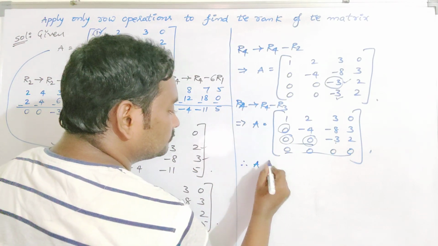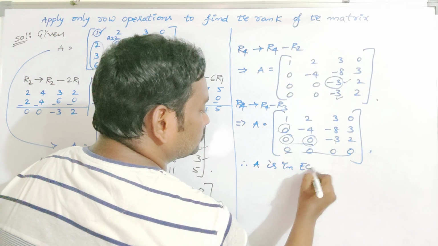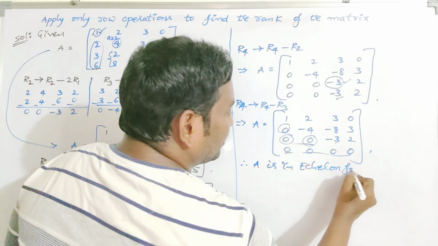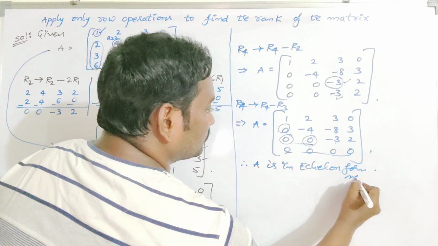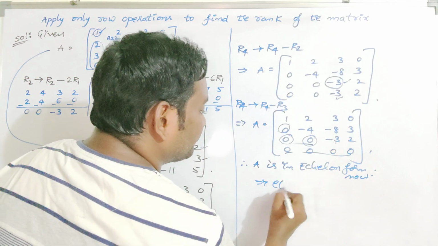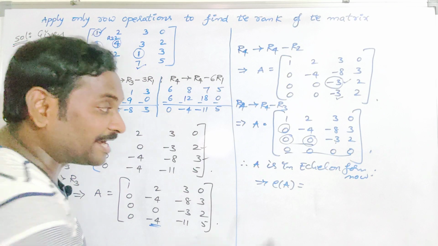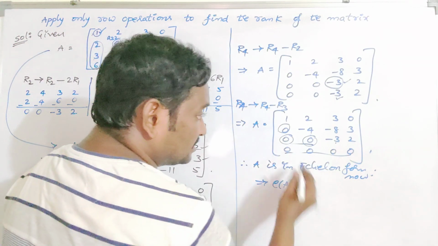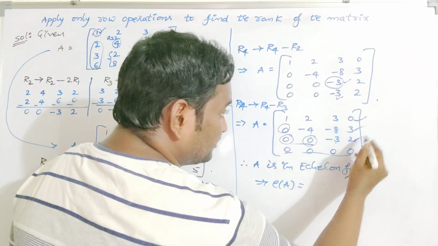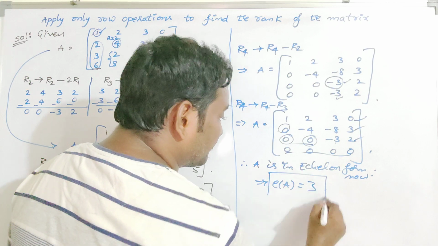So A is in echelon form. Now the rank of A is equal to the number of non-zero rows. It is better to write that step in our examinations. The number of non-zero rows in the given matrix is only 3. That's why the rank of A is equal to 3.